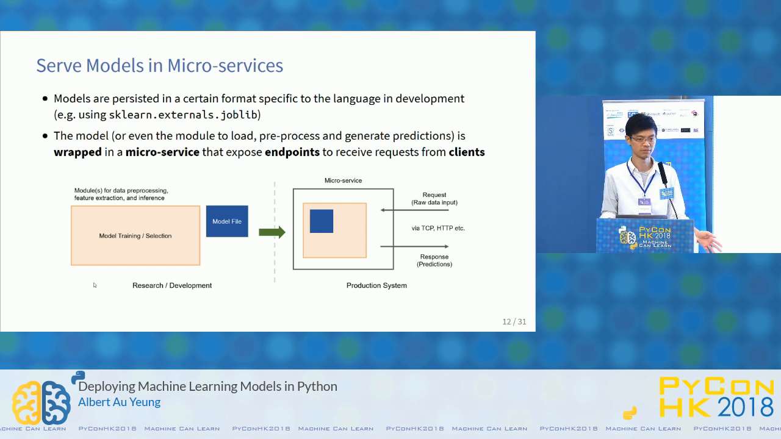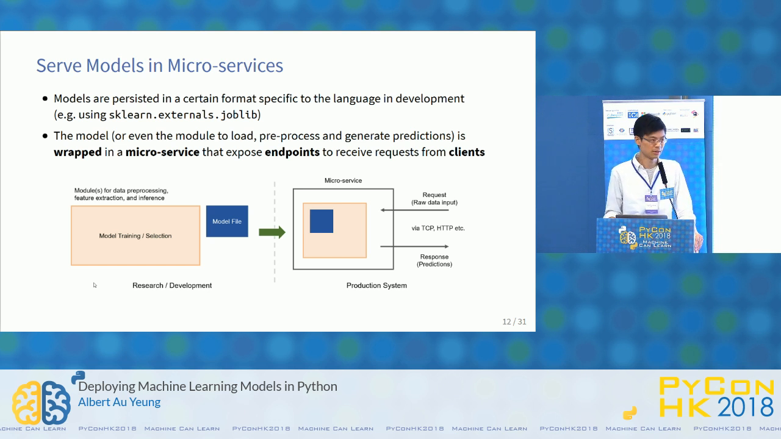On the research or development side, you do model training, you do model selection, and then you create a model file. And then when you deploy a system, inside another Python application, you load the model, and then you can serve the model via different kinds of protocols, like HTTP or TCP or asynchronous messaging, which I will describe shortly.